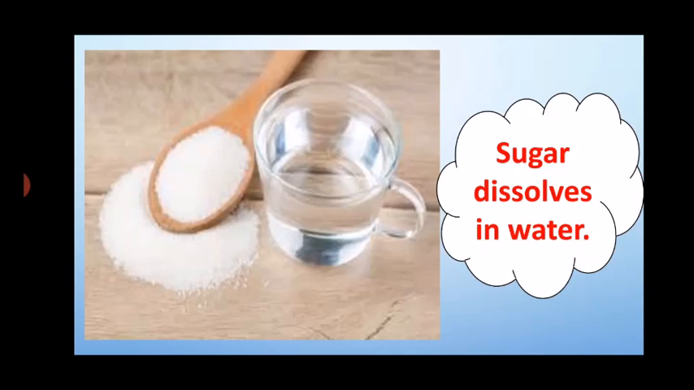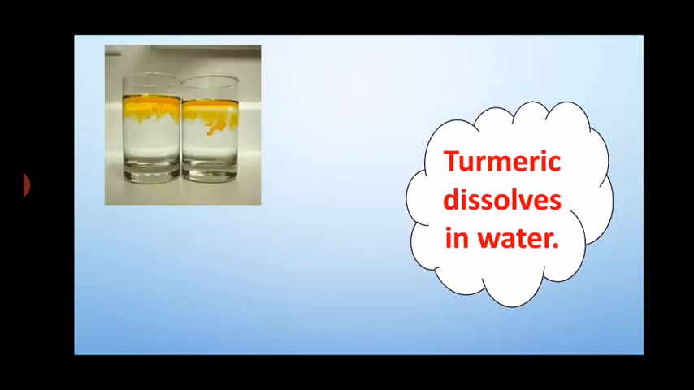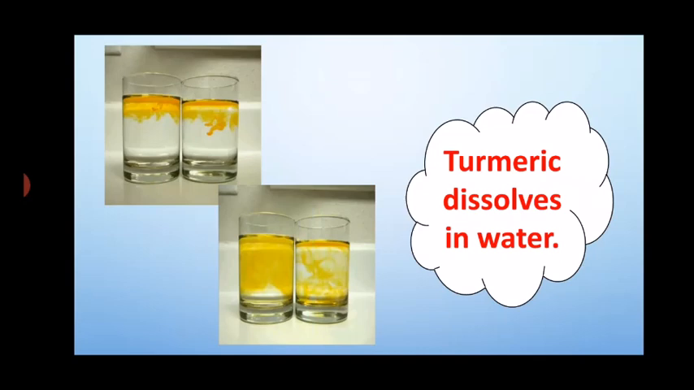Okay, now look, turmeric, that is haldi. Try adding haldi to a glass of water. You will see how the turmeric also dissolves in the water, and here the water becomes yellow. Sugar did not have a color, so the water did not get the color, but turmeric is yellow in color, so in this case the water becomes yellow.